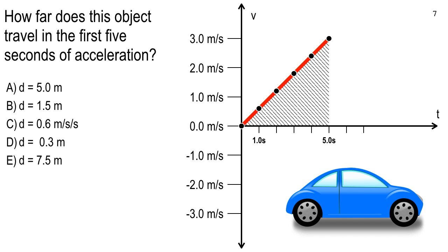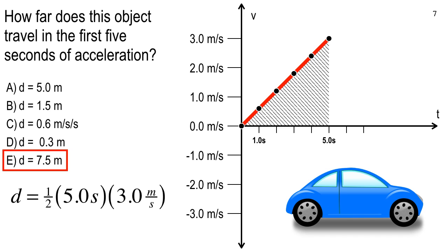All right, we got some splaining to do here. So let's take a look. This is the answer, 7.5 meters. I saw a guy over here go, yeah. And let's just look at it. Here's the triangle formula, 1/2 base times height. The base is 5 seconds. The height is 3 meters per second. Multiply those and divide by 2.